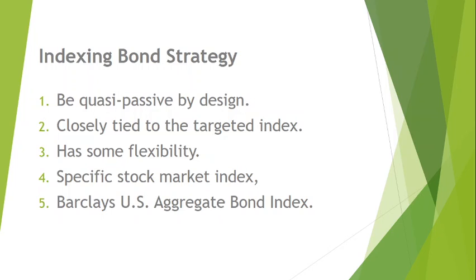Indexing bond strategy. Indexing is considered to be quasi-passive by design. The main objective of indexing a bond portfolio is to provide return and risk characteristics closely tied to the targeted index. While this strategy carries some of the same characteristics of passive buy and hold, it has some flexibility, just like tracking a specific stock market index. A bond portfolio can be structured to mimic any published bond index. One common index mimicked by portfolio managers is the Barclays US Aggregate Bond Index.